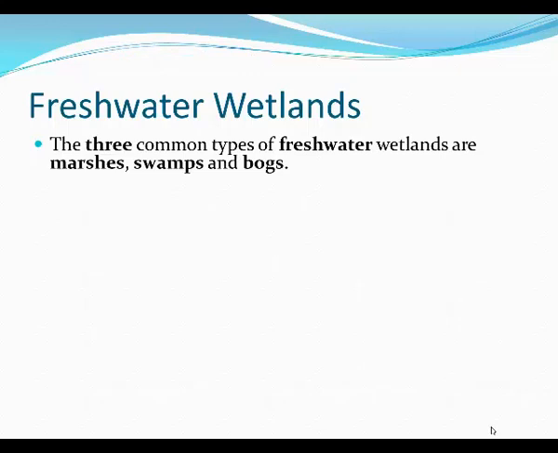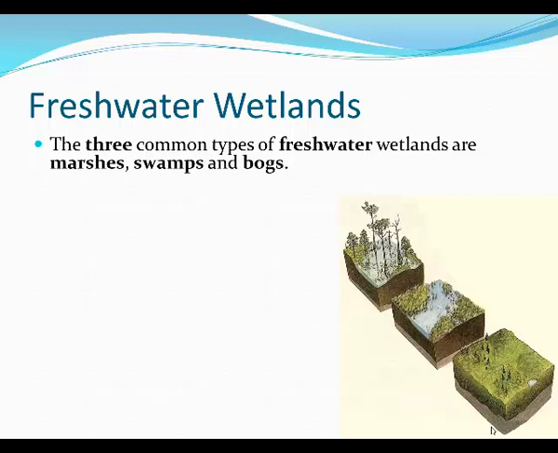We're going to talk about three types of wetlands. The three most common types of freshwater wetlands are marshes, swamps, and bogs, and it's important for us to know the difference between each one. This picture shows the difference between each one.